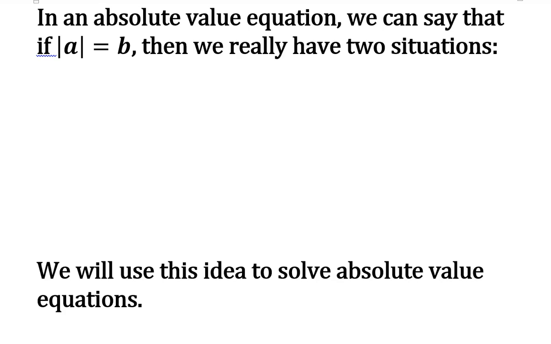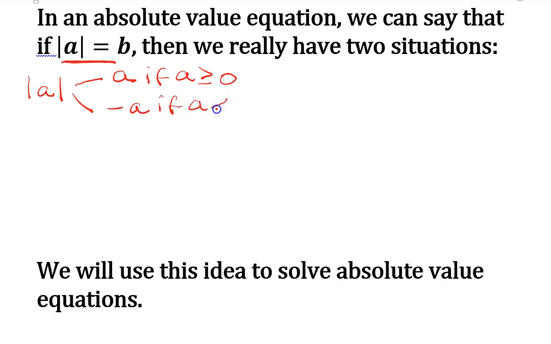In an absolute value equation, we can say that if the absolute value of A equals B, then we really have two scenarios going on. And those two scenarios are going to come in very, very handy when we actually solve absolute value equations. The first, if we're dealing with the absolute value of A, we know the absolute value of A can be defined in two ways. It's either going to be A if A is greater than or equal to 0, or the opposite of A if A is less than 0.